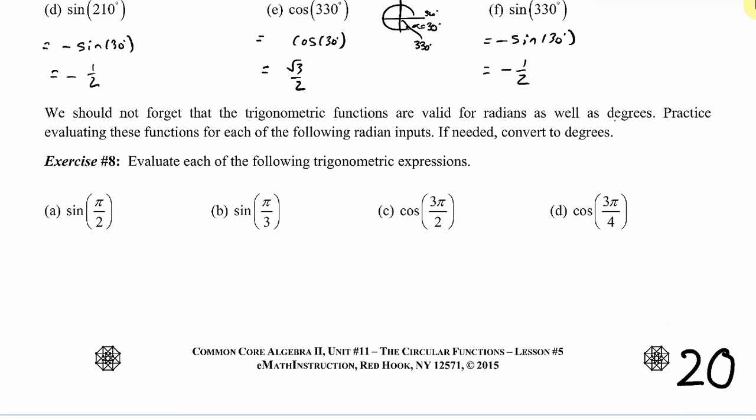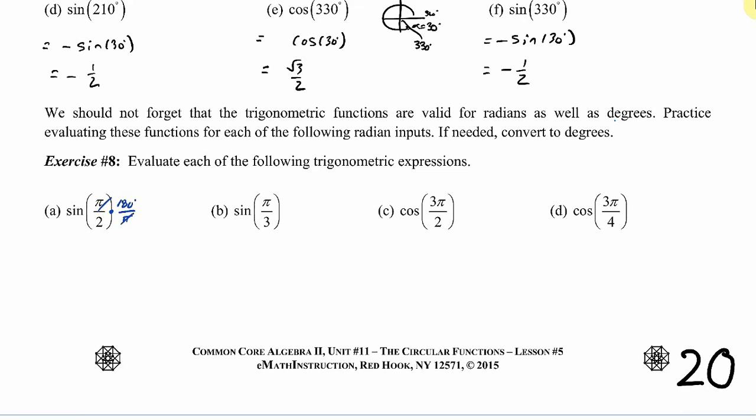And let's see, last of the lesson problems coming up here, we should not forget that the trig functions are valid for radians as well. Practice evaluating these for each of the following radian inputs. If you prefer, you can convert to degrees. That's probably going to be the easiest thing to do. So to do that, we're going to multiply by 180 degrees over pi, right?